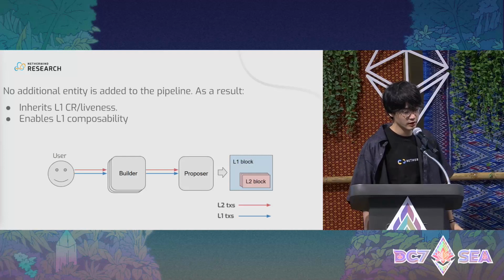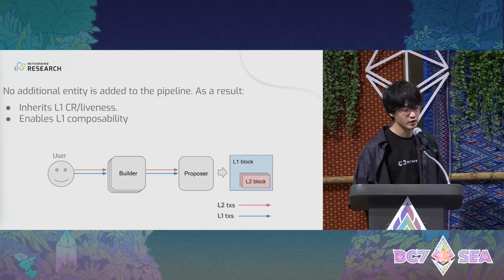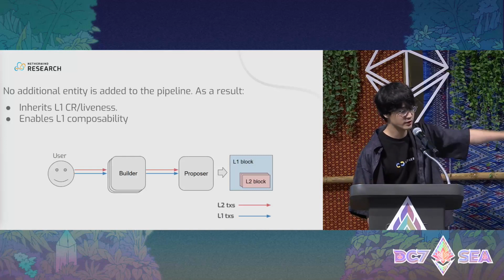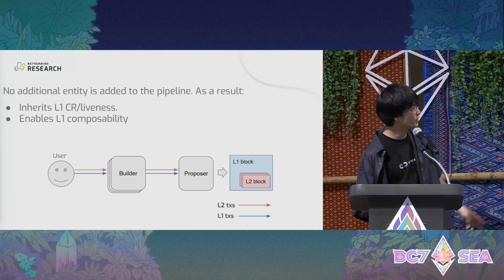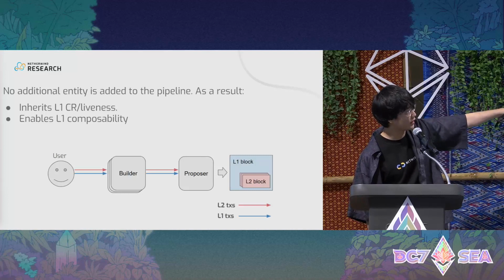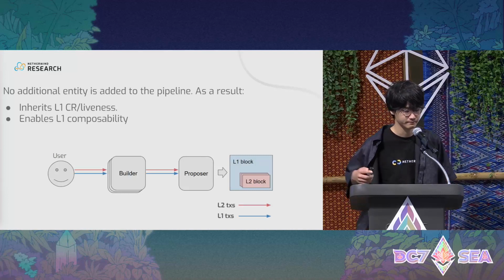And this pipeline is nice because there is no additional entity added to the pipeline. There is no gateway here. As a result, we inherit the L1 censorship resistance and liveness much better, because there is no additional choke point in the system. It also enables L1 composability, because the L1 builder is sequencing both L1 and L2, or preconfirming both L1 and L2 at the same time.